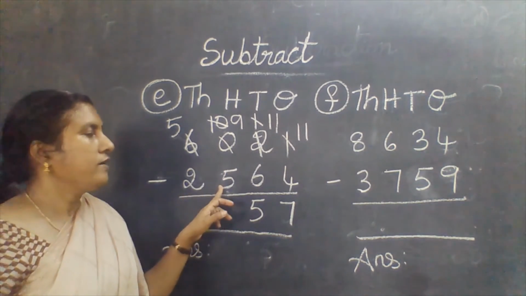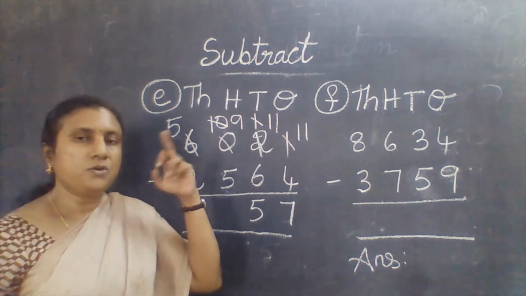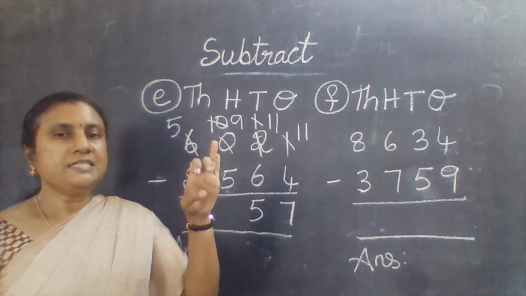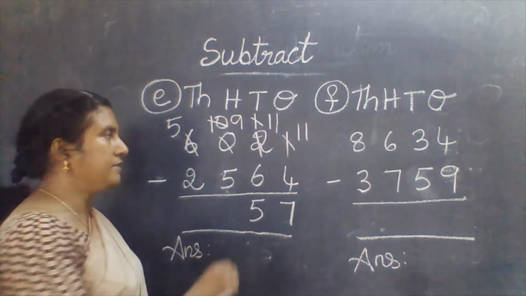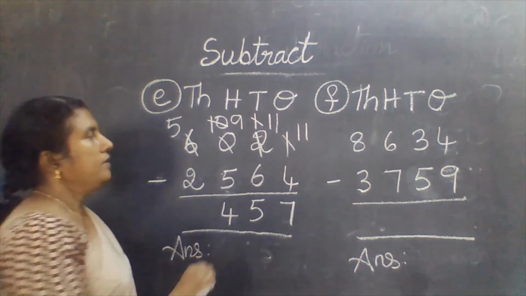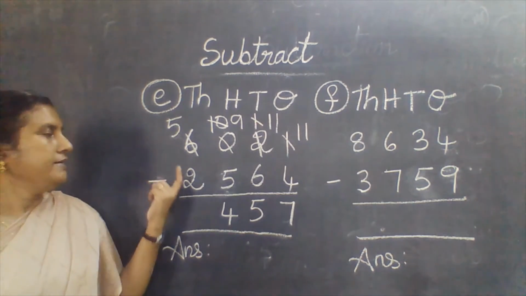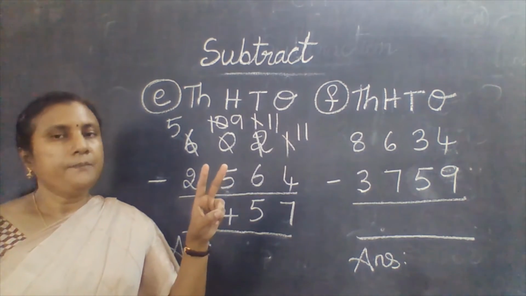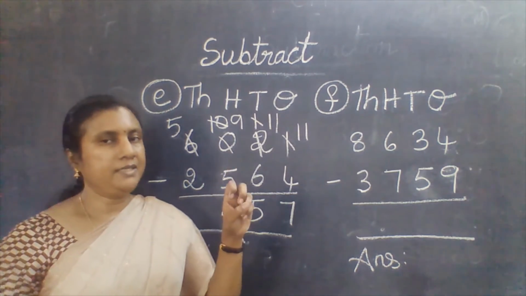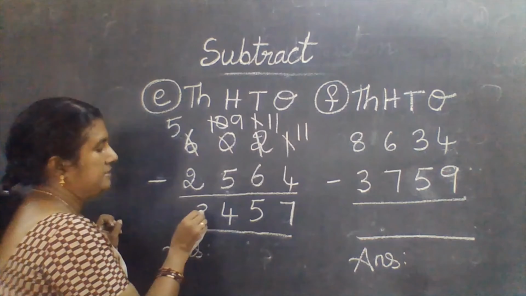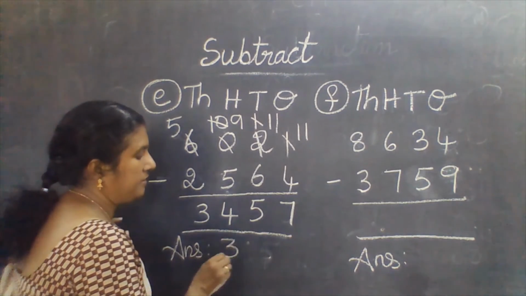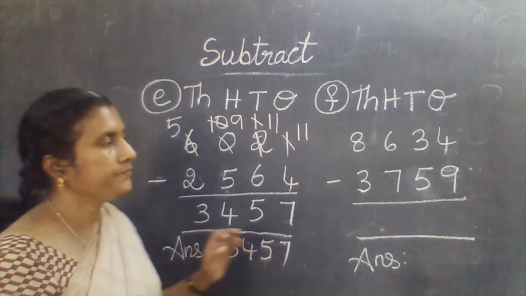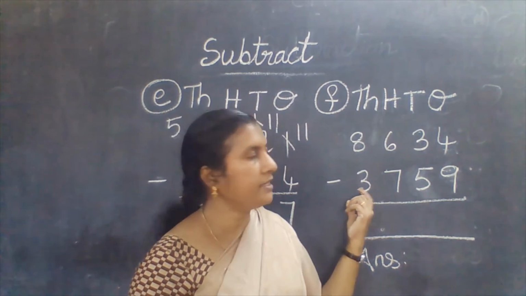Next we have to go to the hundreds place. We have to separate 5 from 9. So 9 in your mind, 5 in your fingers. Before 9: 8, 7, 6, 5, 4. What is the difference? 4. Next we have to go to the thousands place. Here 2 is there to separate from 5. 5 in your mind, 2 in your fingers. Before 5: 4, 3. What is the difference? Yes, 3. So what is the answer? 3457.